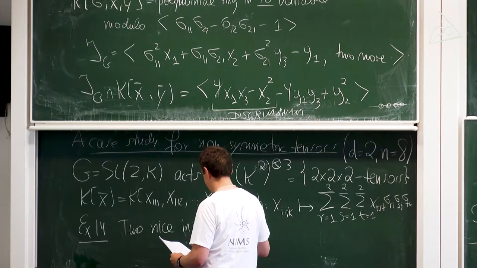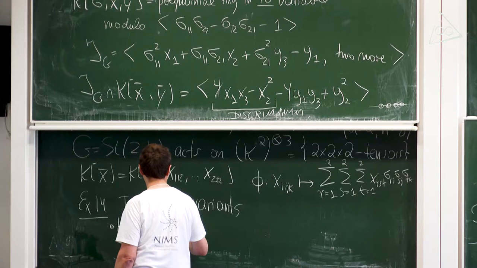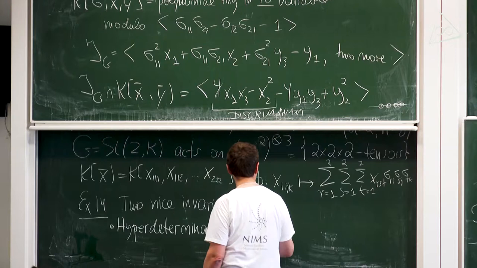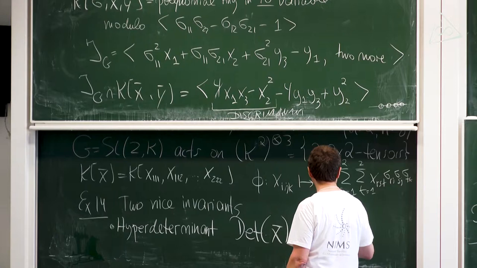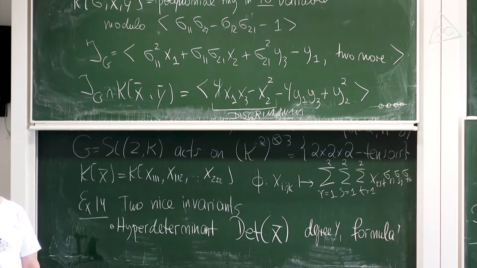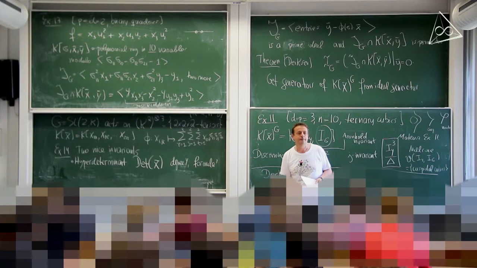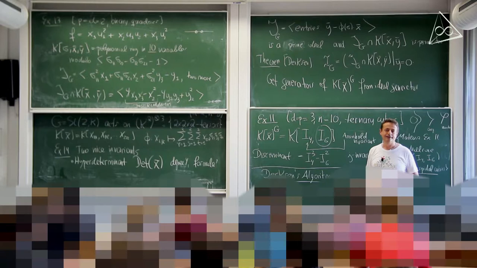So one of them you know already. That's the so-called hyperdeterminant. So that's the determinant or hyperdeterminant of a 2 by 2 by 2 tensor. That's a degree 4 polynomial. And I wonder whether this formula is found anywhere in this course. Anybody remember? Was there any lecture we've seen in this course where you would look up how you would make the formula for the 2 by 2 by 2 hyperdeterminant? Anybody know? So that's a good polynomial to know, right?